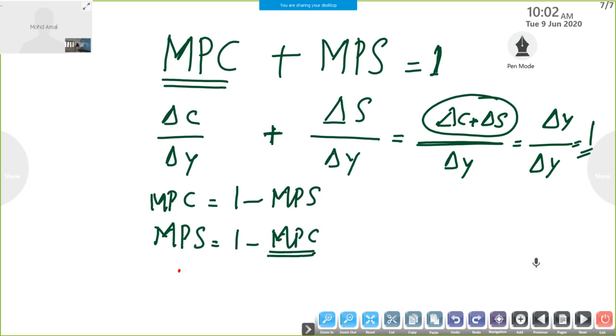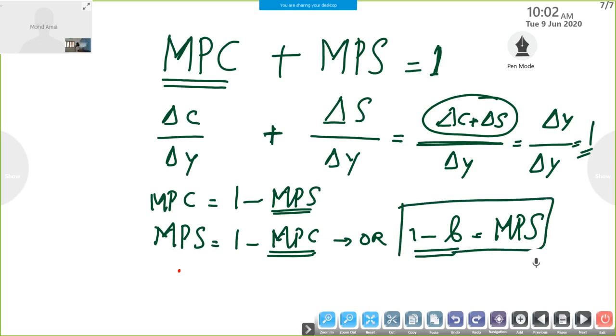MPC is the slope of the consumption curve, MPS is the slope of the saving curve. So this one we can write as 1 minus B. This 1 minus B is what? MPS. That is also there. Okay, so this part is also over.